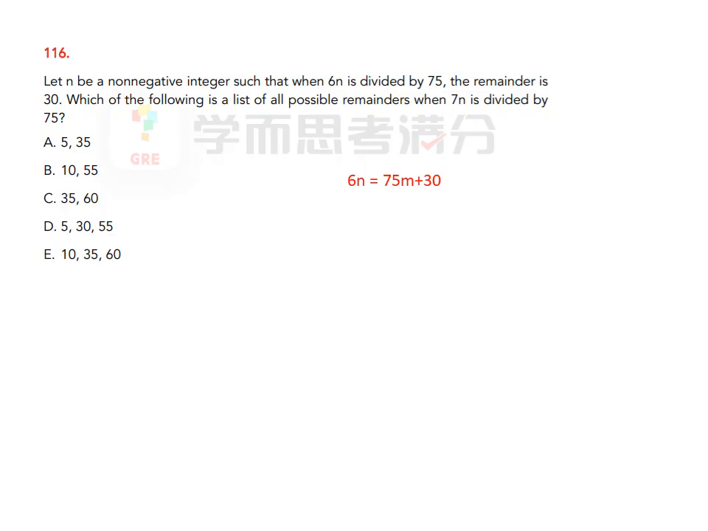So let us write it in this way. This is the equation form. 6n equal to 75m plus 30. 75 is the divisor, so we get a result m, and 30 is the remainder. And m is an even number, because if m is an odd number, we won't get the remainder 30. Only if m is even, we will get such a remainder.